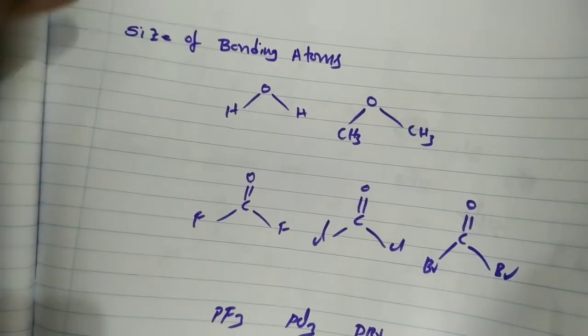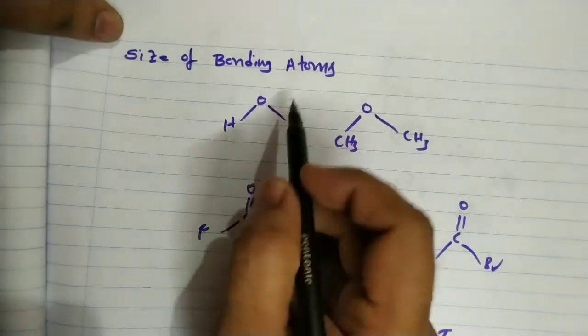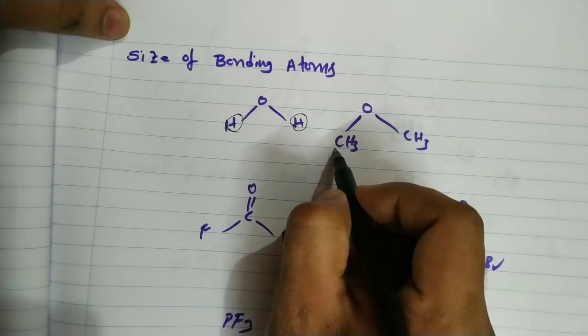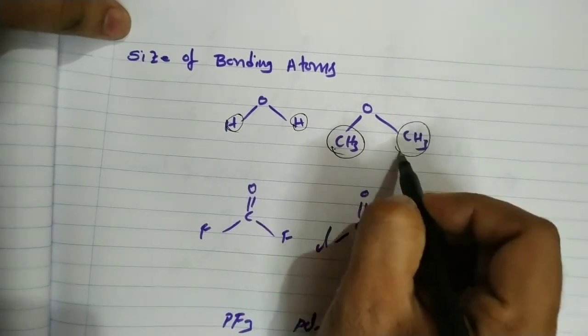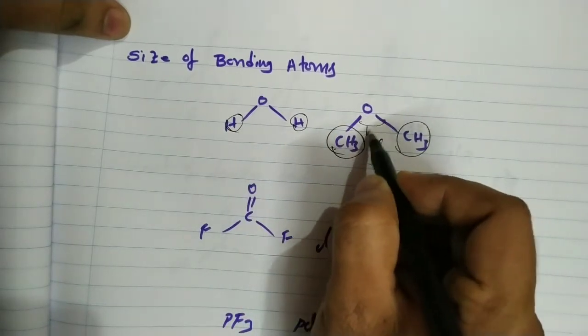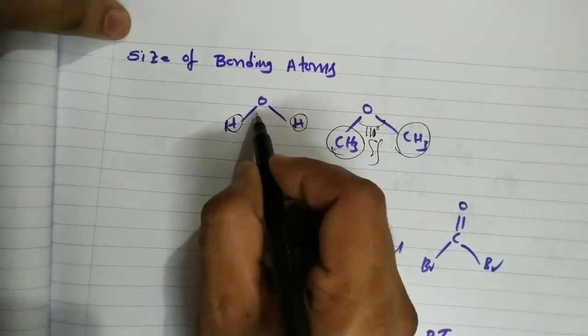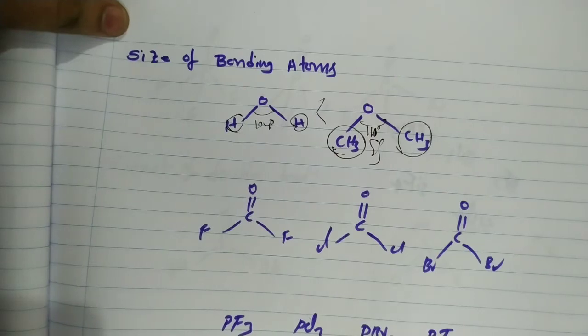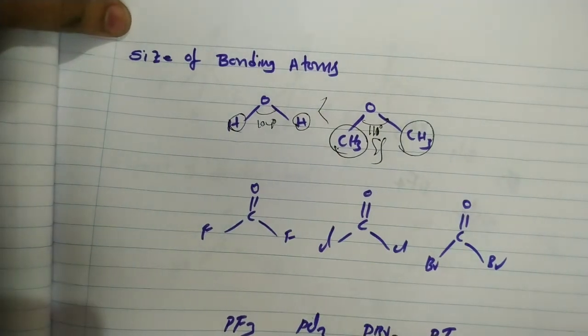Here, the size of the bonding atoms matters. In this one, hydrogen is smaller in size. This is a methyl group, larger in size. That's why there are more repulsions, and the bond angle increases to 111 degrees. You know that the bond angle here is nearly 104 degrees. So dimethyl ether has a higher bond angle than the water molecule.